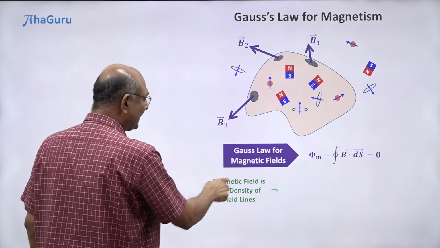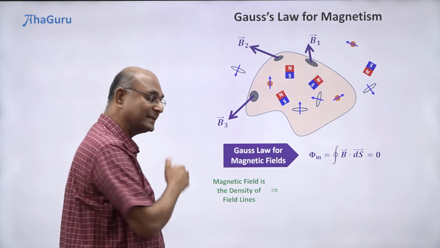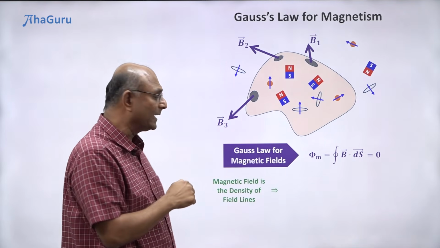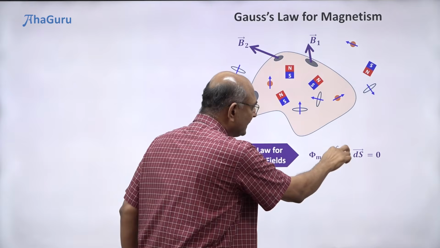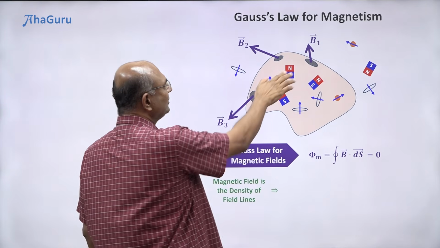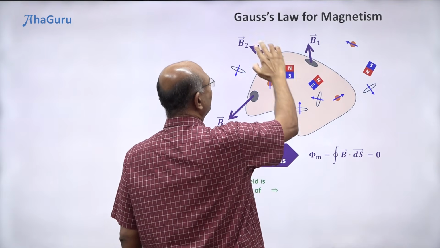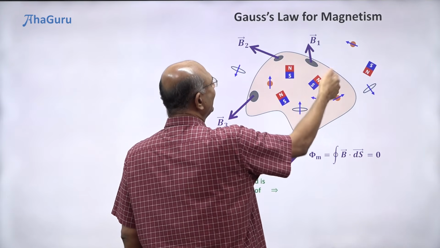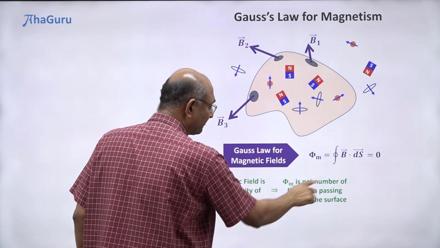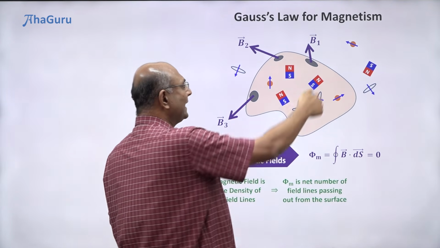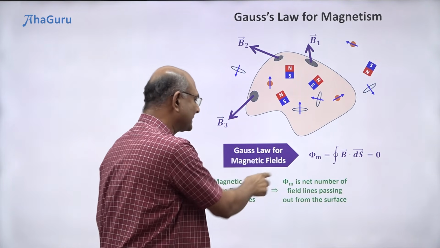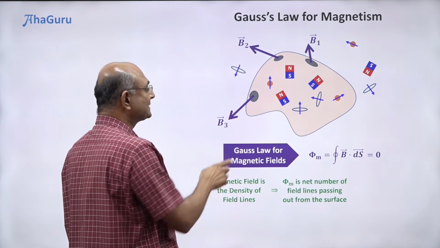Magnetic field is the density of field lines. So number of magnetic field lines divided by the area. So when you are doing magnetic field into area, that means you are multiplying density into area. What will you get? Number of field lines. So here you are going to get number of field lines going out, number of field lines going out, number of field lines going out. And if I add that up, that means magnetic flux is the net number of field lines passing out from the surface. Any line coming in we will consider as negative, line going out we will consider as positive. So this is basically net number of field lines passing out from the surface.